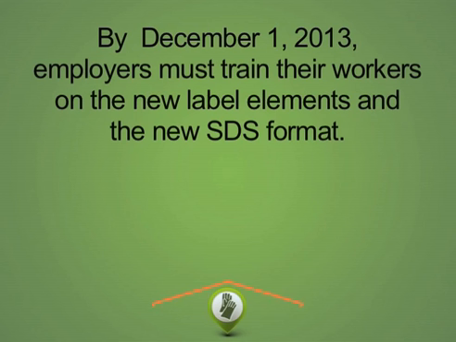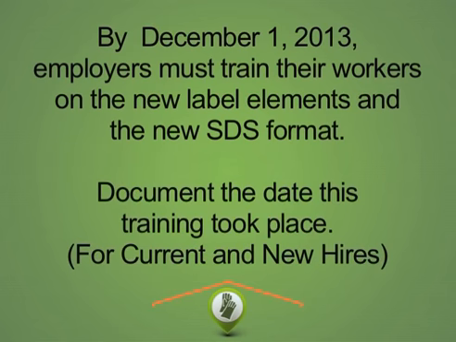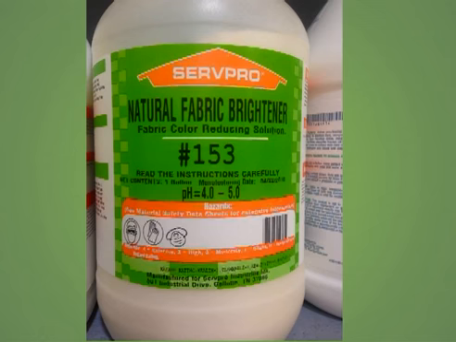Based on these requirements, showing this training video to all of your employees by December 1st, 2013 is vital, while also documenting the date this training took place. Please note that the new labeling elements and safety data sheets are not required to be in place by December 1st, 2013, only training on what these changes entail. We'll begin our training with a review of the new GHS label elements.